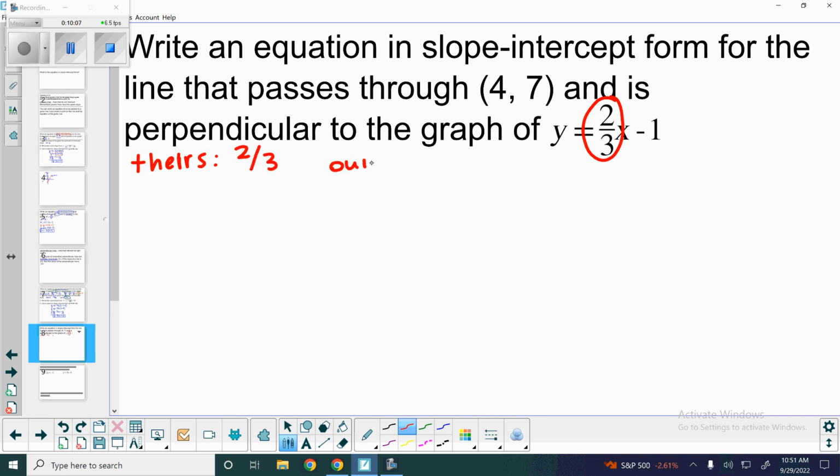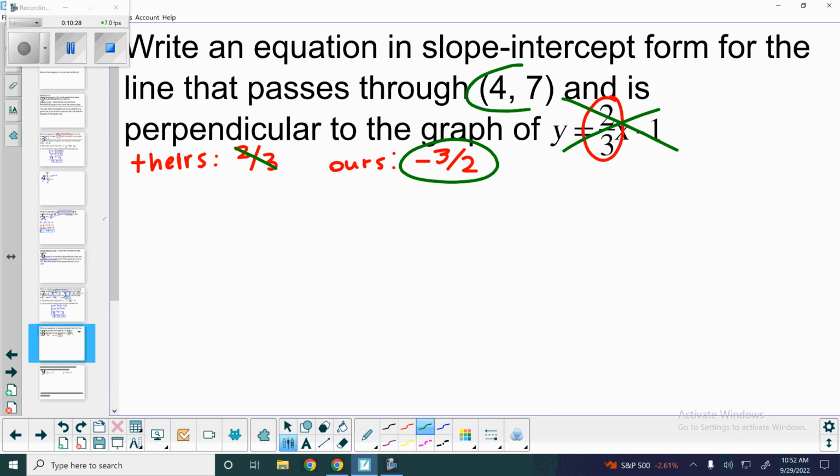Okay, so we need to take that and do the opposite reciprocal. So ours is going to have to be a negative. Theirs was 2/3. We're going to flip that over. We are going to be using negative 3/2. Once I do that, I'm done with this slope. I'm done with this entire equation. I'm not using anything else. I have the information that I need there. Okay, that is our m value.